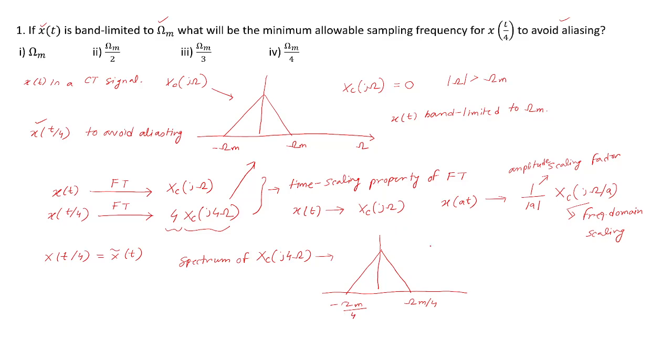How I arrive at this conclusion? Because you see, in this scale, if I put omega dash is equal to omega m by 4 times 4, we are getting omega m. So if Xc of j omega has spectrum this, Xc of j4 omega is going to have this spectrum. So we can see that the width previously was 2 omega m, now it's omega m by 2. So this spectrum is contracted or squeezed in frequency domain.